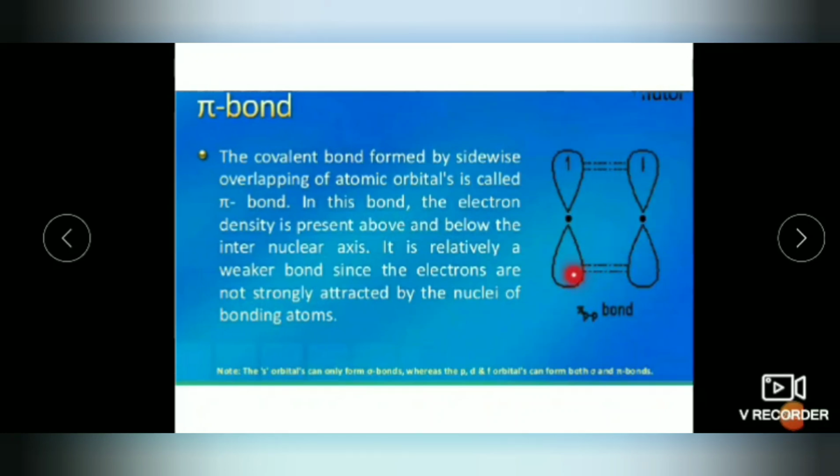It is weaker than the sigma bond. The electron density is higher above and below the internuclear axis. Here the pi bond is formed, by this lateral or side overlap, and we call it a pi bond.